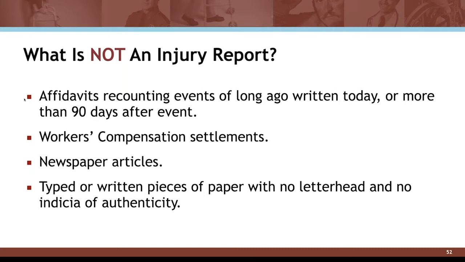Okay, what is not an injury report? Affidavits that recount the events of long ago that are written today or more than 90 days after the event. Workers' comp settlements, newspaper articles, typed or written pieces of paper with no letterhead and no indicia of authenticity. We do receive those at times. We just get scraps of paper that just write out, I injured myself doing X on Y date. That's not really official. We need some sort of document that is official looking. And most, if not all, employers have a form that they give when there is an incident or an injury.